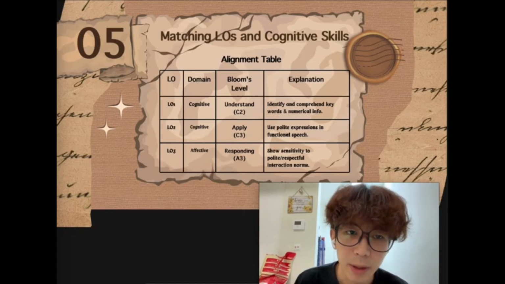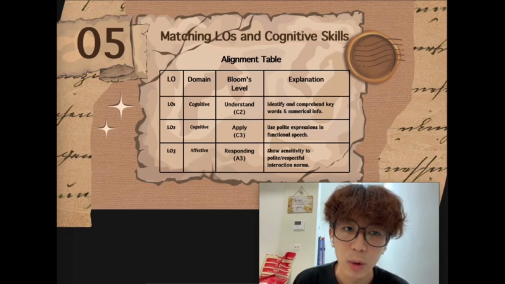RO3 is a bit different. It's in the affective domain, and we match it with responding. This outcome is not just about what students can say, but how aware they are of being polite and respectful in conversations. That's why we treat it as an affective skill. It involves values and attitudes.